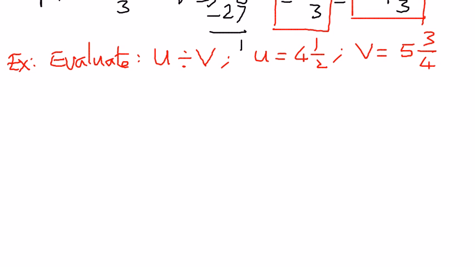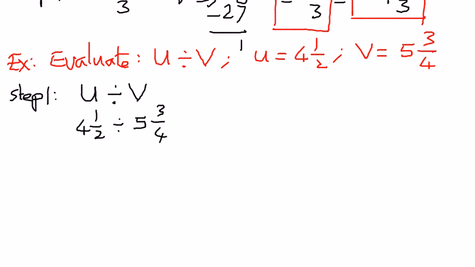Okay, how do we do this? As step number 1, we're going to substitute the values of the variables given to us in this problem. Wherever we see u, we're going to substitute the value 4 and 1/2, and wherever we see v, we're going to substitute the value of 5 and 3/4. Now, as a second step, we're going to convert the mixed numbers into their improper fraction format, and then perform the rest of the operation.